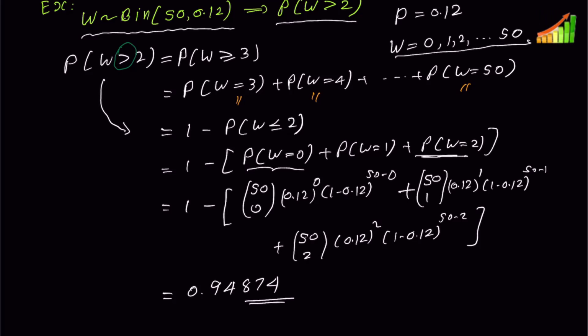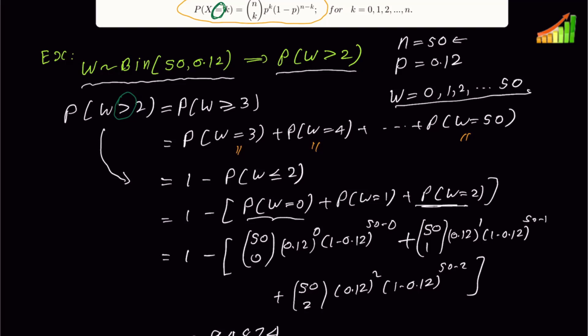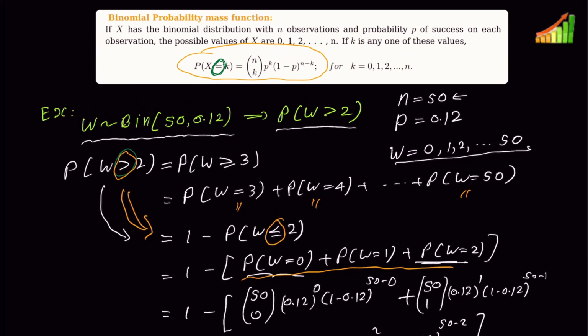0.94874. Again, understand this. Here W is binomial, therefore it is a discrete random variable. Therefore, you can apply this rule for the discrete case. Here greater than 2, therefore 1 minus less than or equal to. Then we separate this like this, and then you have equal signs. You see that? So you can apply this mass function for each of them.